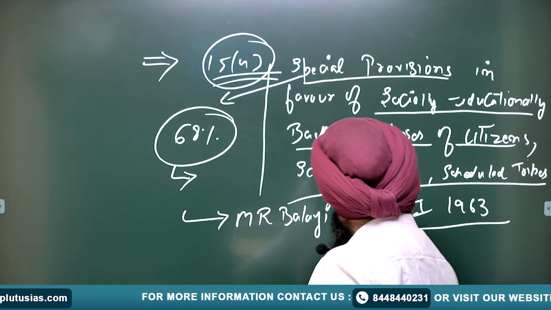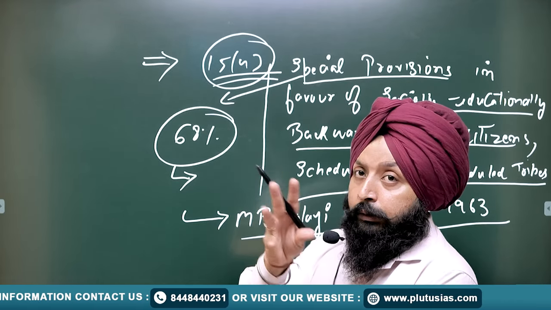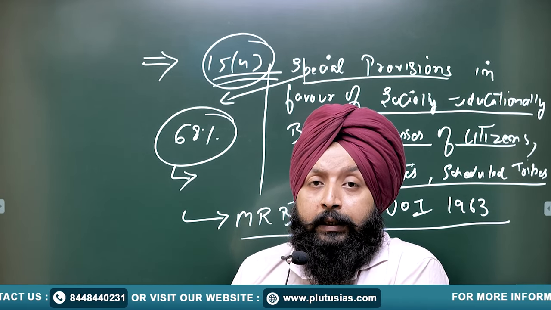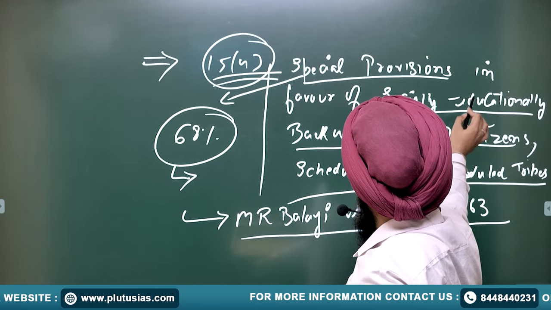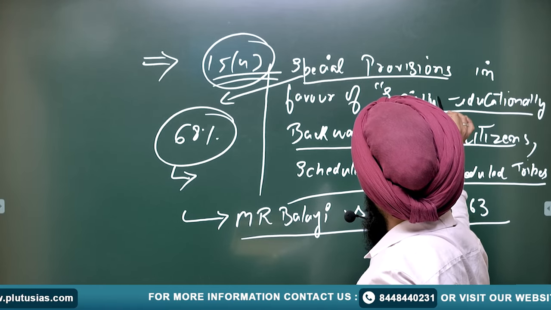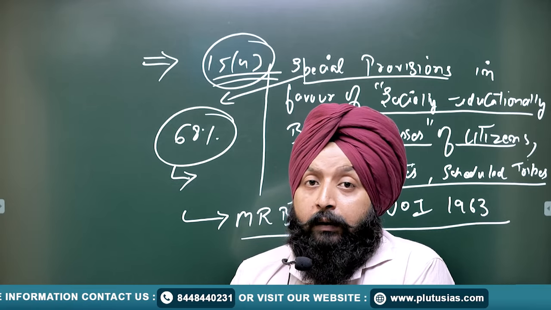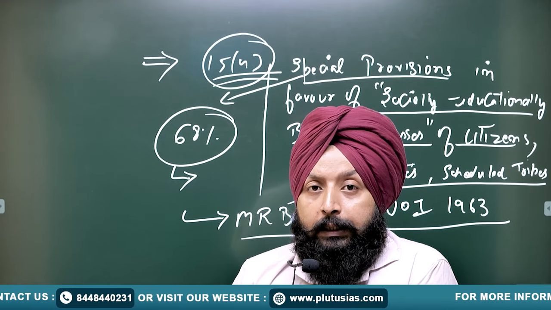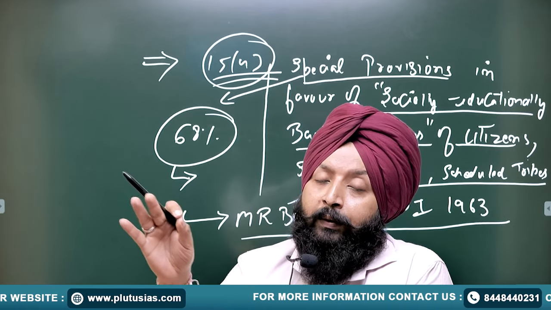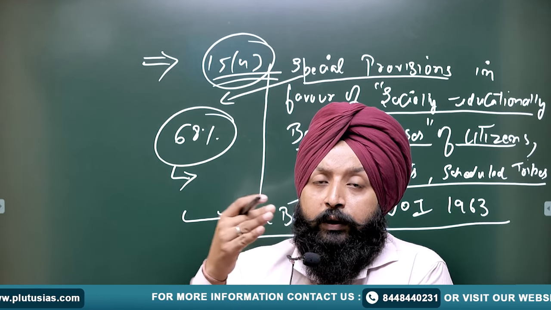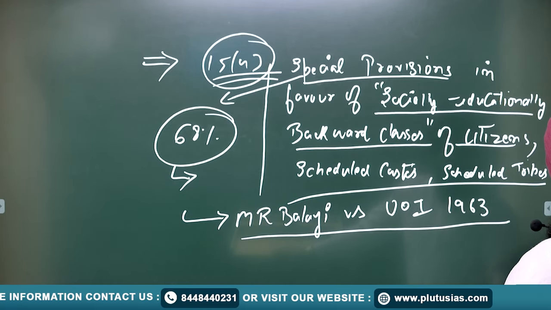1963. In that case, the court analyzed the concept of reservation, and the meaning of the expression socially and educationally backward classes, as well as the extent of reservation that can be given in favor of backward classes, Scheduled Castes or Scheduled Tribes. So the court laid down certain observations or criteria in M.R. Balaji versus Union of India 1963.